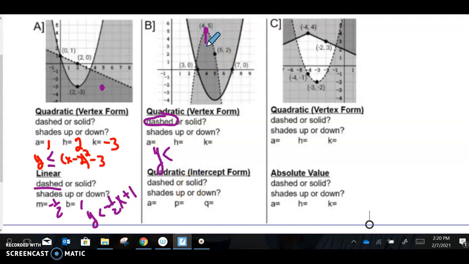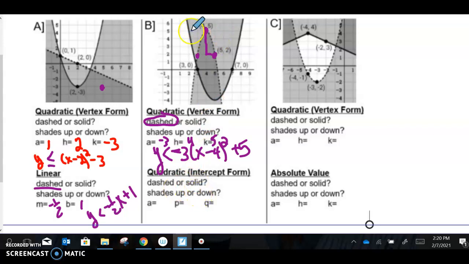A looks like it's 1, 2, 3 over 1, right? Or 3 to the left 1. To get to the next point to the right of 4, 5, I have to go down 3 over 1. So -3, x minus 4 squared plus 5. h was 4, k was 5. Okay. And then a ended up being -3. All right, so y is less than -3 times x minus 4 squared plus 5.